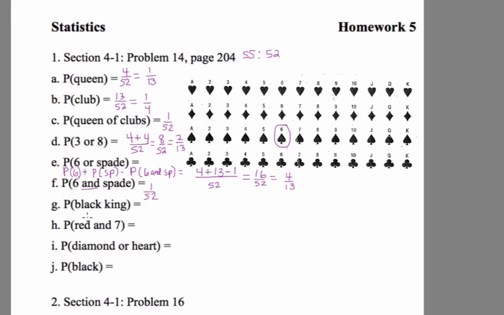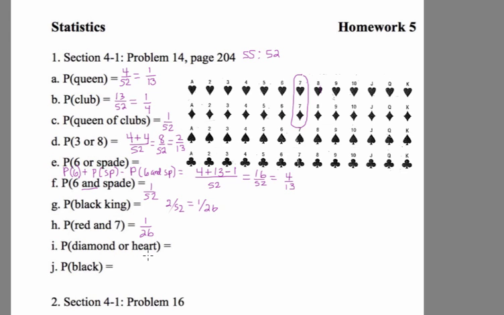Similarly, a black king. Okay, how many black kings are there? Well, the black cards are the spades and the clubs. So there are 2 choices for black kings. So that would be 2 out of 52, which reduces to 1/26. Similarly, red and a 7. Which cards are both red and 7? The red cards are the hearts and the diamonds. And so there are 2 red 7s. So again, that will be 2 out of 52 or 1 out of 26 reduced.